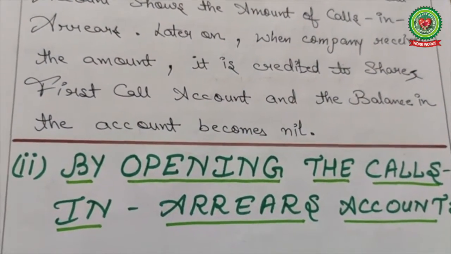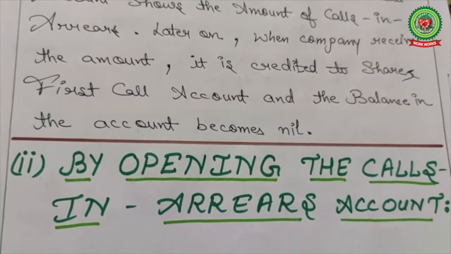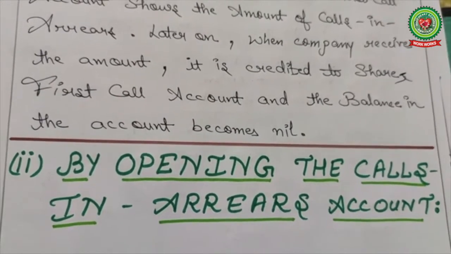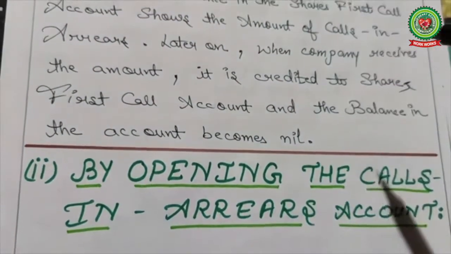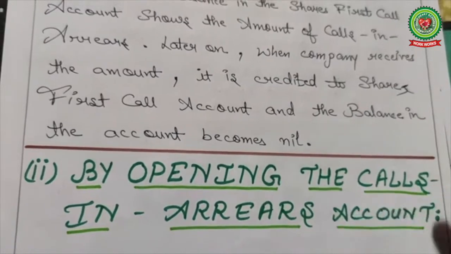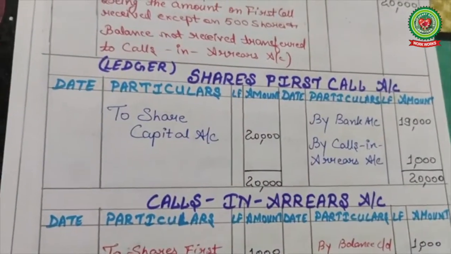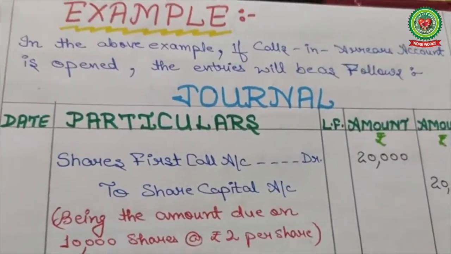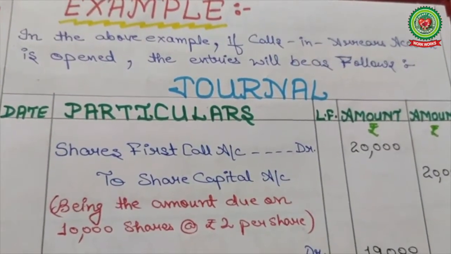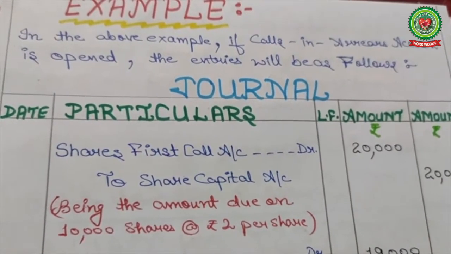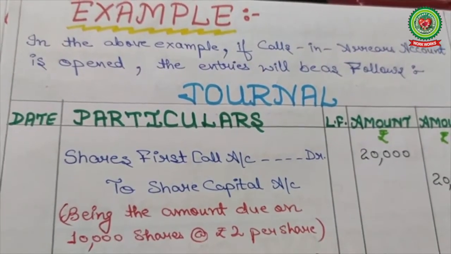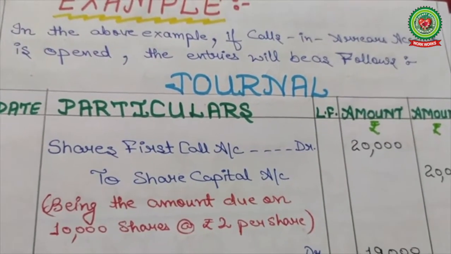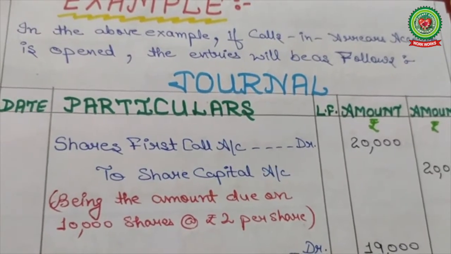Second method, by opening the calls in arrears account. The first method was when you are not opening the account. Here you are opening the account. Example, like in the previous example, 10,000 total number of shares, 500 Mohan not paid first call. So same example, see the journal entry.